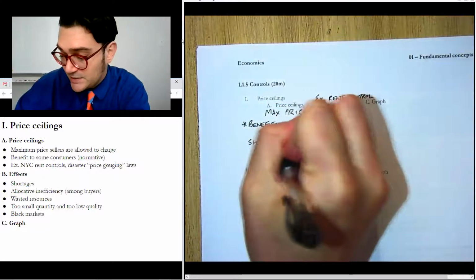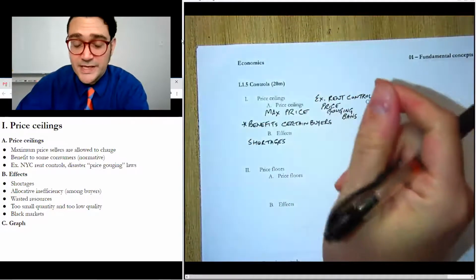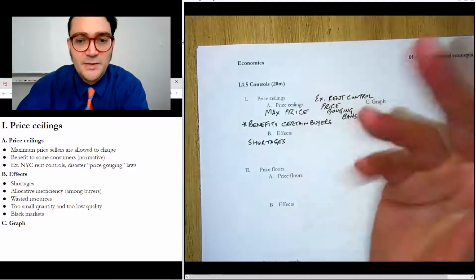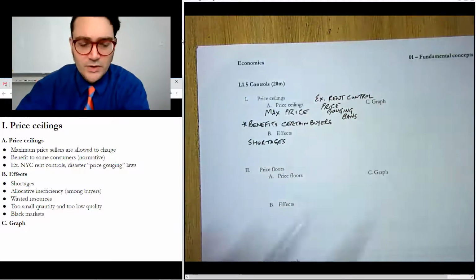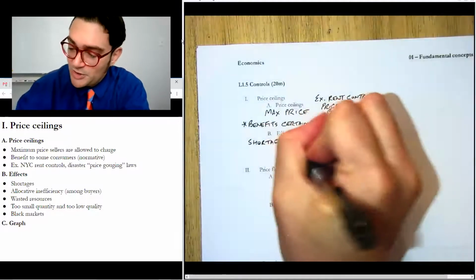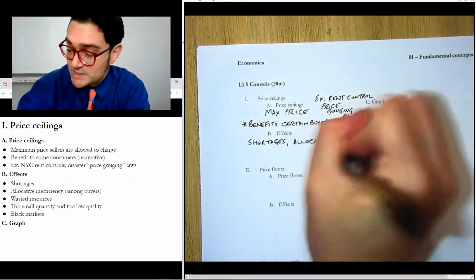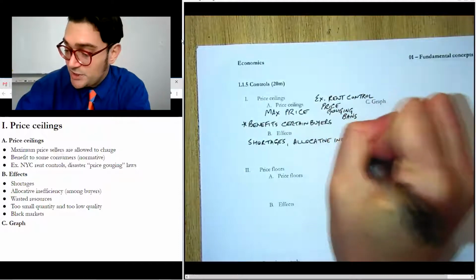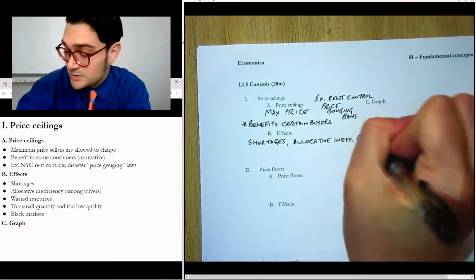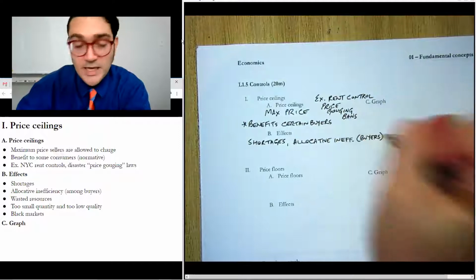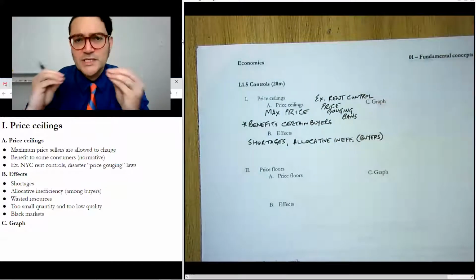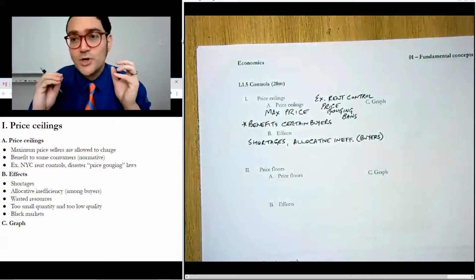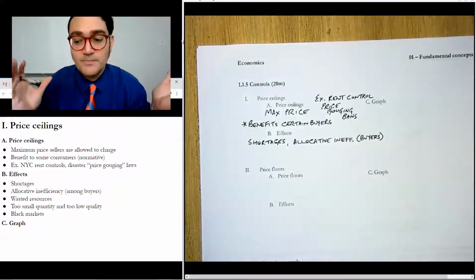Now, some effects I've listed there. First, you have shortages. If you tell sellers that they can't charge above a certain price, you're not going to induce them to produce enough to satisfy market demand. We'll look at that in the graph in a second. There's also allocative inefficiency, which is particularly acute among buyers. Allocative inefficiency means that the market is not able to allocate the thing to the people who are most willing and able to pay for it.